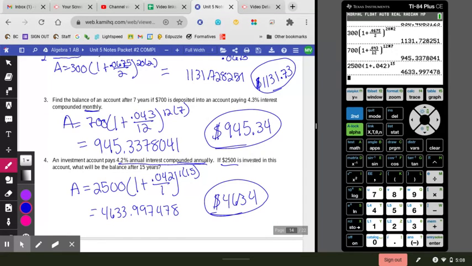Second one, it's compounded annually. Well, annually means only once a year. So therefore I did 2,500 parentheses 1 plus 0.042. I wrote the over 1, but you can see on my calculator I didn't really do that because anything divided by 1 is itself, to the 15th power. And I got $4,634.